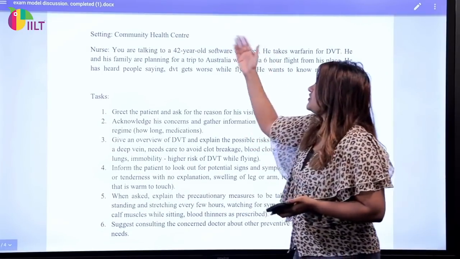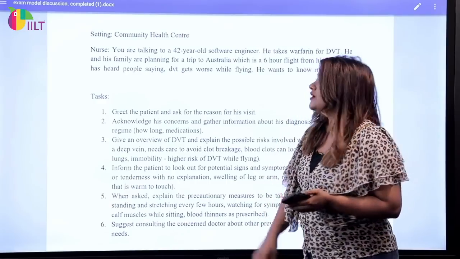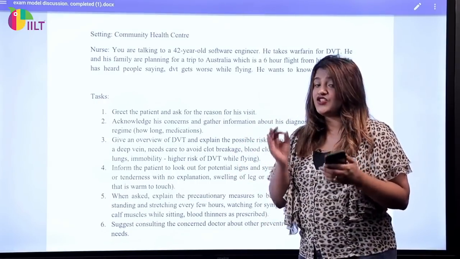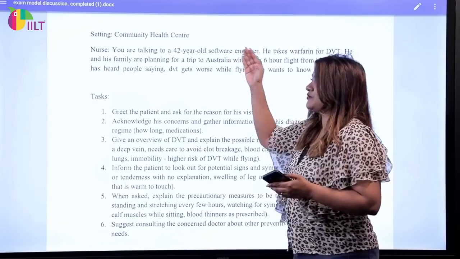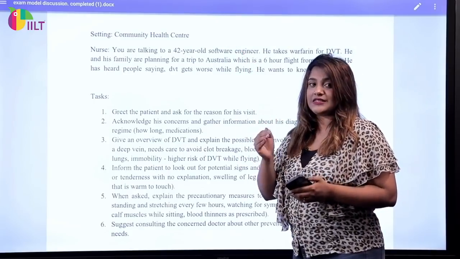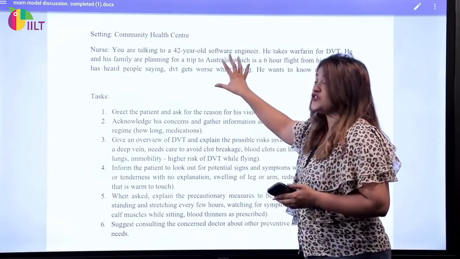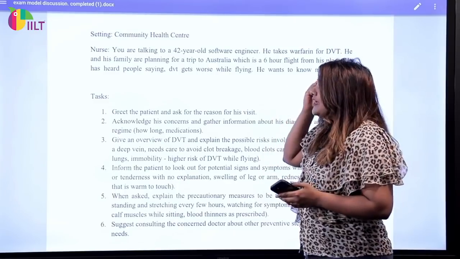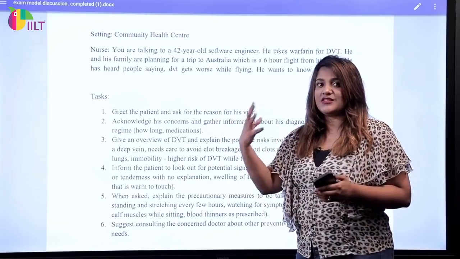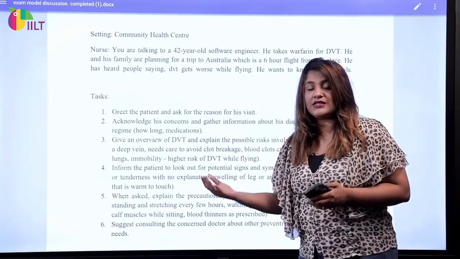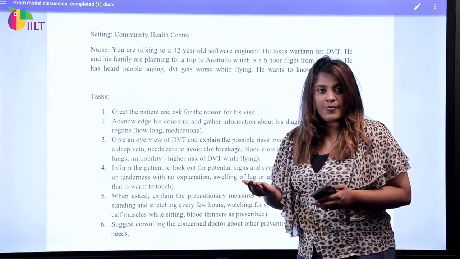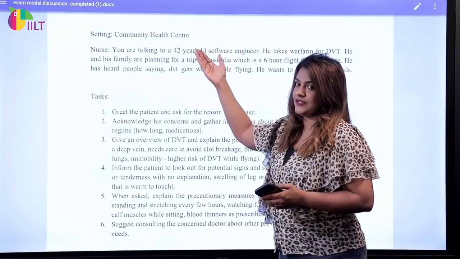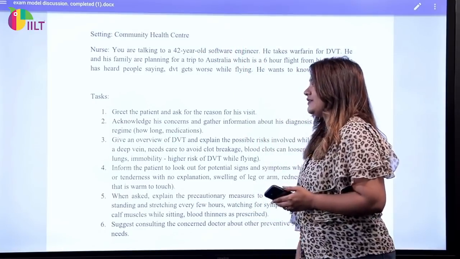So you can see the setting, which is given as a community health center. Do not jump to the conclusion that it is a known case or an unknown case just by reading the setting, because you need to get that understanding while you're reading the background detail which is given here. But you can get an idea where this conversation is taking place, where the nurse is, where the patient is. So we know this is a community health center. Now let's read the details.